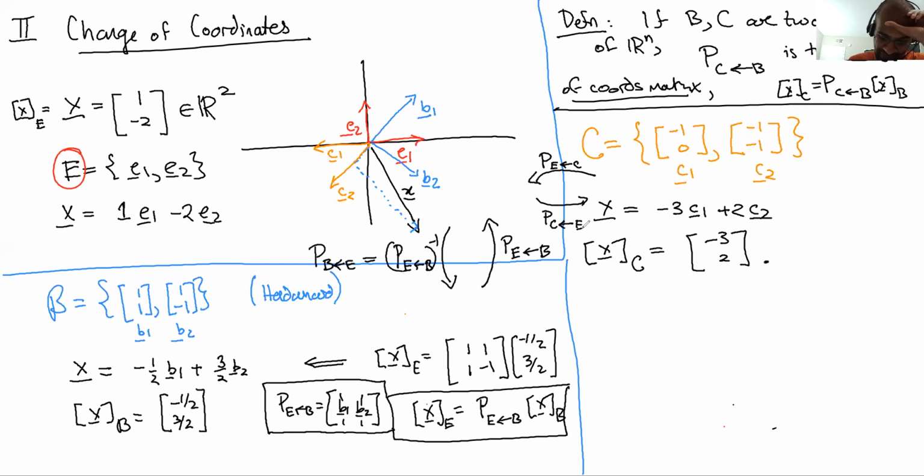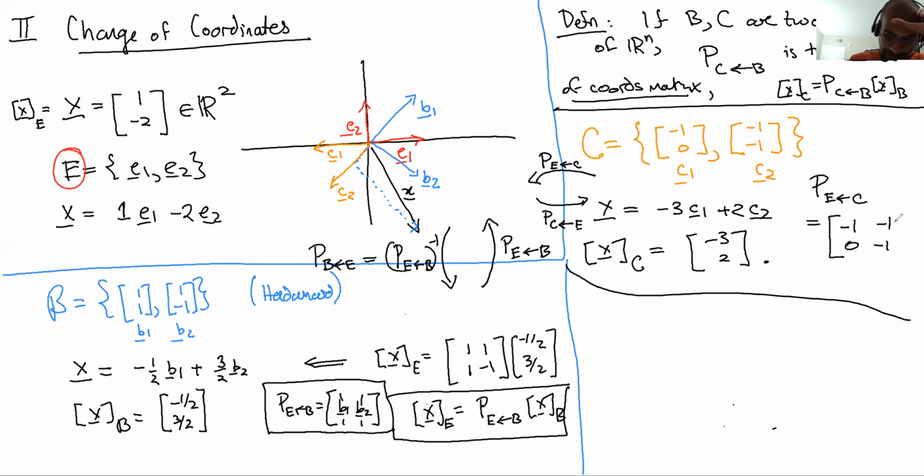Right. So I have these three different bases, and I have ways of translating between C and the standard basis and between B and the standard basis. And those ways are not very complicated. I just stack the basis elements in a matrix. So in this case, it would just be -1, 0, -1, -1, which is C1 and C2. Any questions so far, by the way?